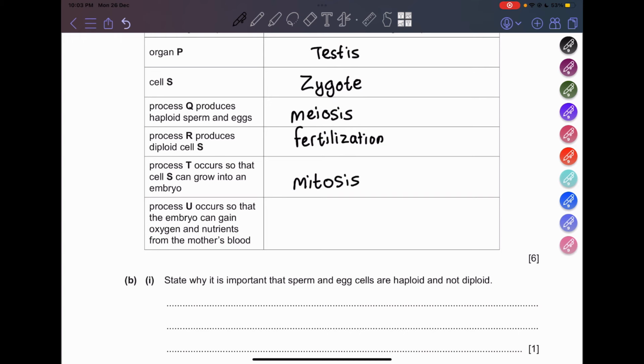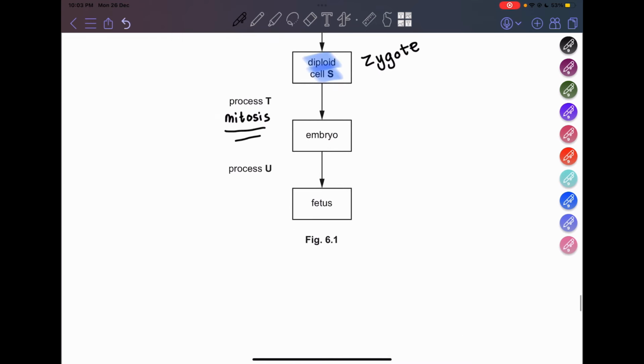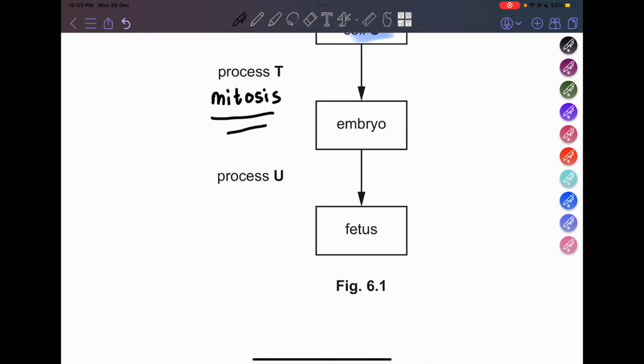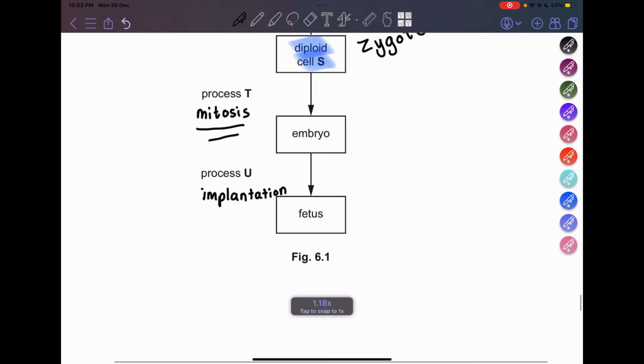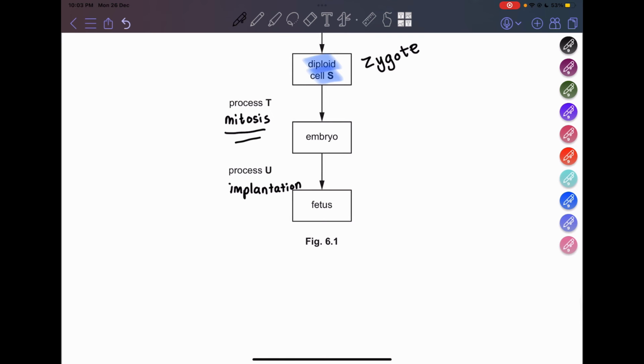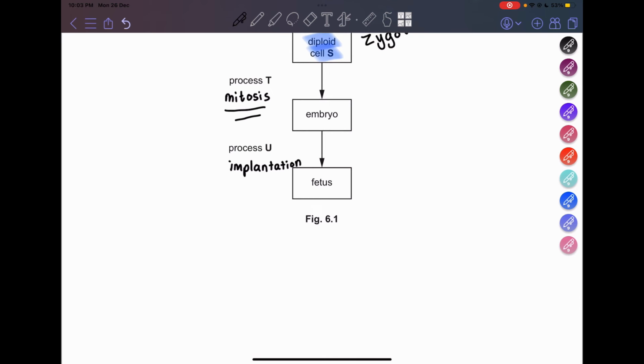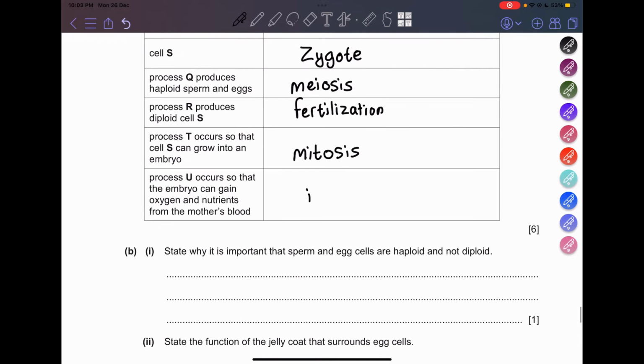Process U occurs so that the embryo can gain oxygen and nutrients from its mother's blood. Let's have a look at process U. This is actually implantation. Why is it implantation? This is because, as we all know, the embryo will implant itself in the uterus in order to get nutrients, oxygen and food from the mother's blood into the fetus's blood. So this all occurs once implantation has occurred. So this is called implantation.